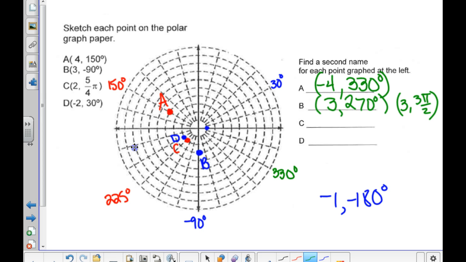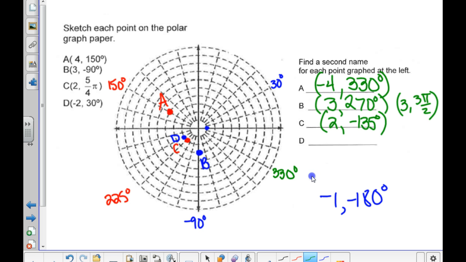Okay. What about C? C is right over here. We originally said 2, 5 pi over 4. We go 2, 225. Could you do a negative angle? How much is it negative? Okay, we could do negative 135 or negative 3 pi over 4 if you wanted radians.